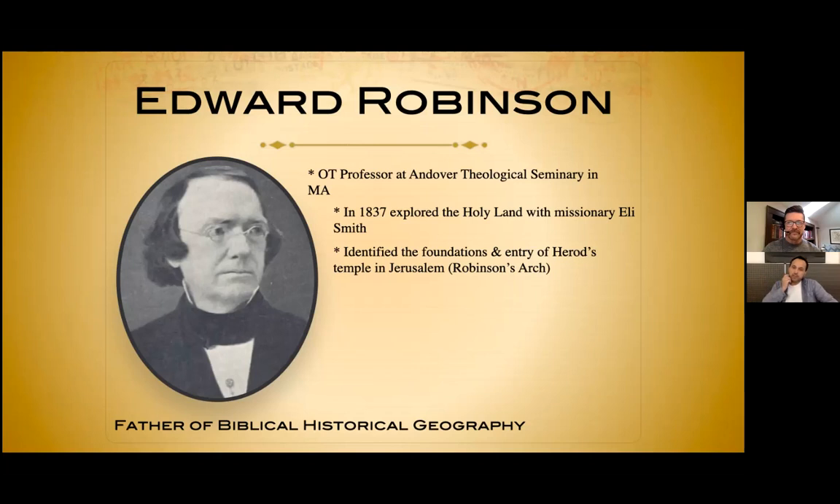So let me just clarify, when we say Herod's temple, we're talking about the Jewish temple, right? Correct, yes, the Jewish temple. The foundations of it, not the temple itself, but the foundations of the platform, yeah.